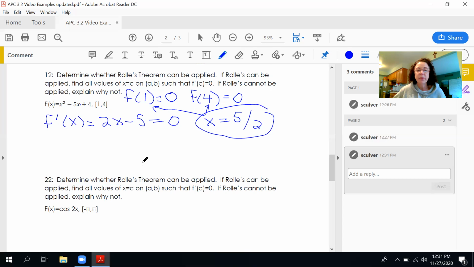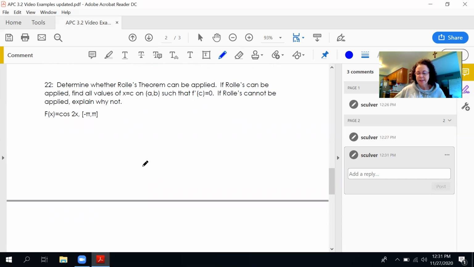Last one is a little harder, simply because it is trig. Determine whether Rolle's theorem can be applied. Cosine of 2x. Cosine is a continuous, differentiable function. It is on a closed interval. Let's see if f of a equals f of b. So that would be f of negative pi. When we put in a negative pi, cosine of a negative 2 pi would be 1. And f of pi, when we put in a pi, that would be cosine of 2 pi, which would be 1, obviously, because we're at the same place. So f of a does equal f of b.